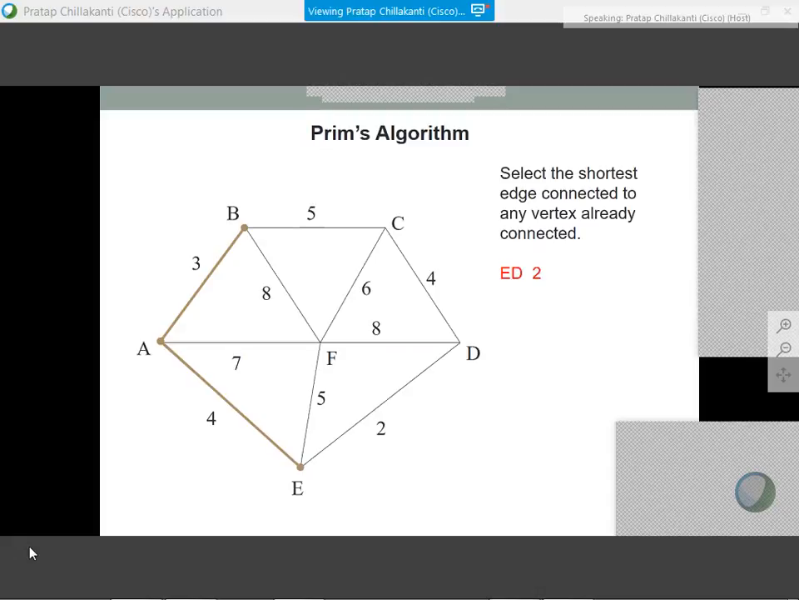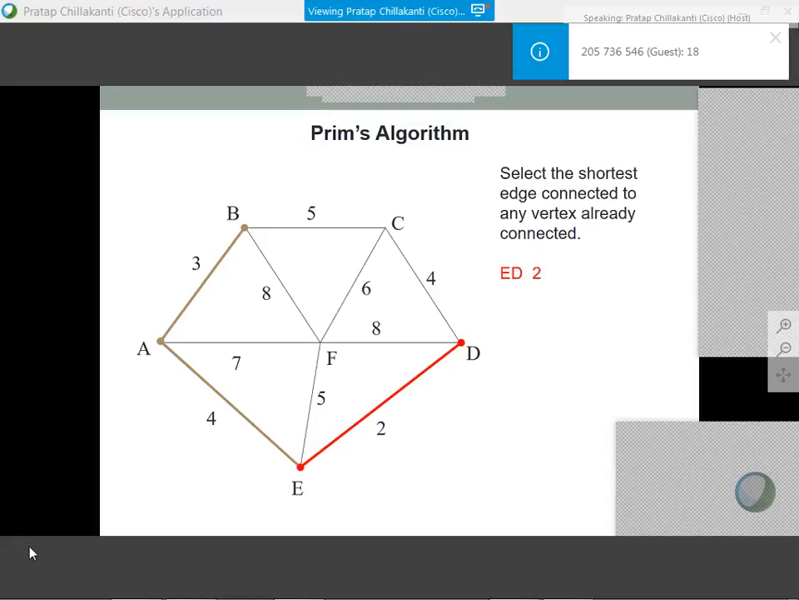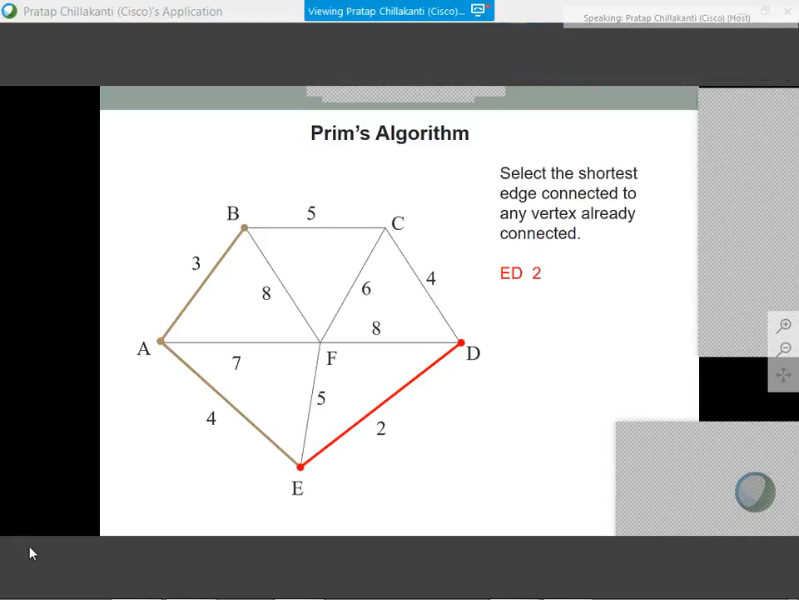D, right? EB. See that? So it's going to select that. Now all the vertices that you have selected, you have to look at all the edges connected to those vertices and select the shortest edge. Which is the shortest edge? Next one, DC, I think. DC equal to 4. Okay.